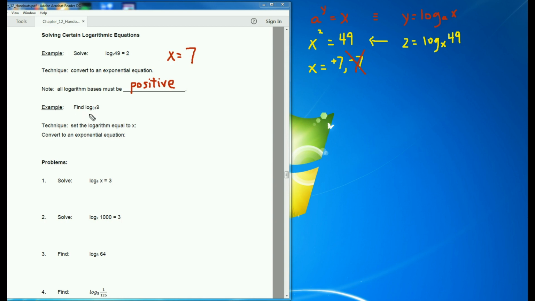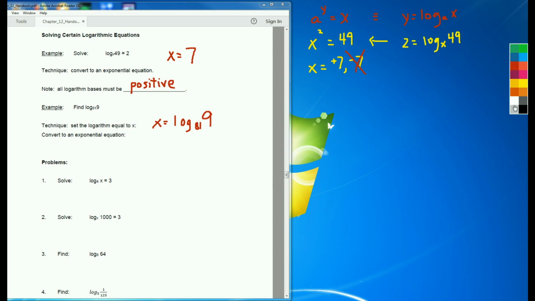All right, next example, find log base 81 of 9. All right, so this is just some number. So the technique for solving is just set this expression equal to x. In other words, we're just going to say, okay, well, x equals log base 81 of 9. And then take that logarithmic equation and convert it to an exponential equation.